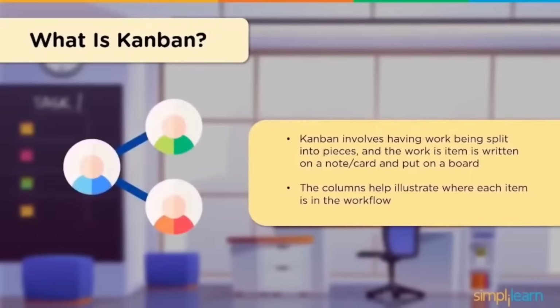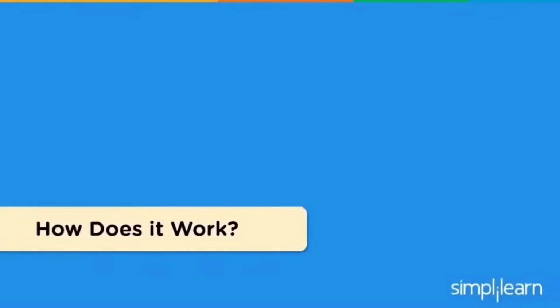So on the Kanban board, work is divided into smaller, more manageable pieces. The work that's needed to be done is written on a note or card and placed on a board. Columns on the board help represent where each item is with respect to the workflow. Now let's have a look at what these are in detail. Let's find out how Kanban works.